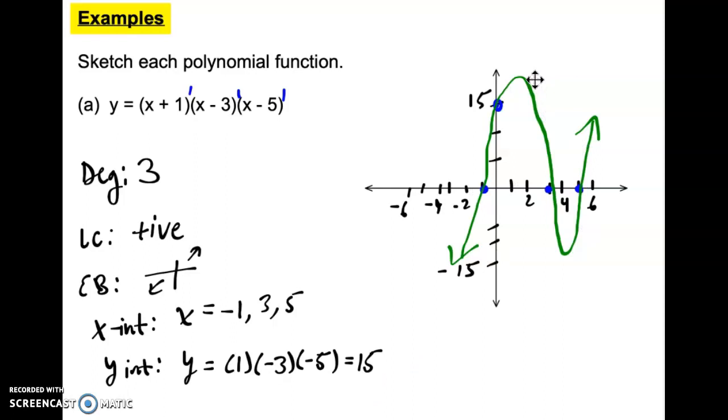Okay, so there's a rough sketch. Once again, depending on how high or low you go, yours will look a little bit different, but it should still hit the same key points and have roughly the same shape.